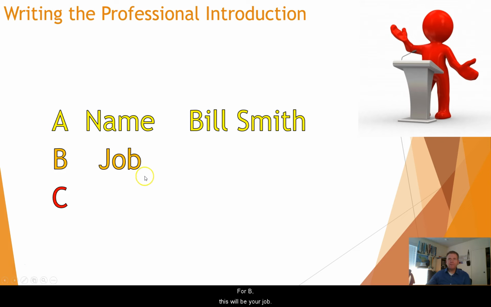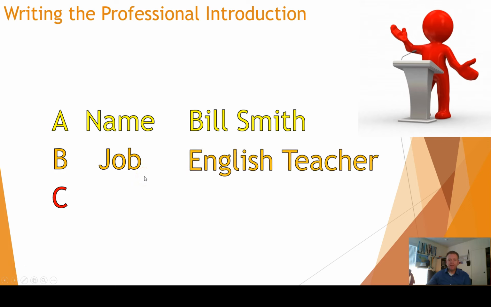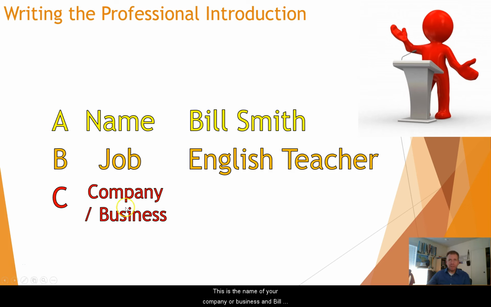For B, this will be your job. Currently, Bill Smith is an English teacher. This information will appear in orange throughout this module. For part C, this is the name of your company or business, and Bill Smith is an English teacher and he works at LASC. That is his company name. And this information for C will appear in red throughout this module.